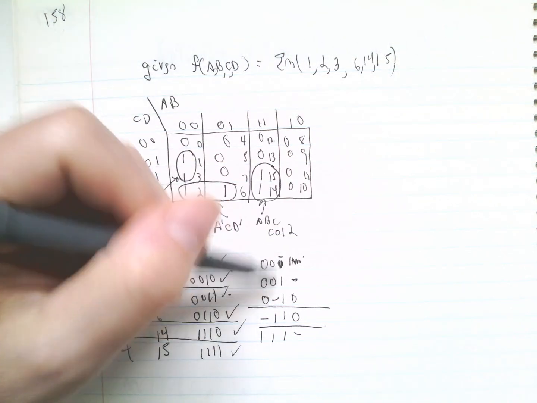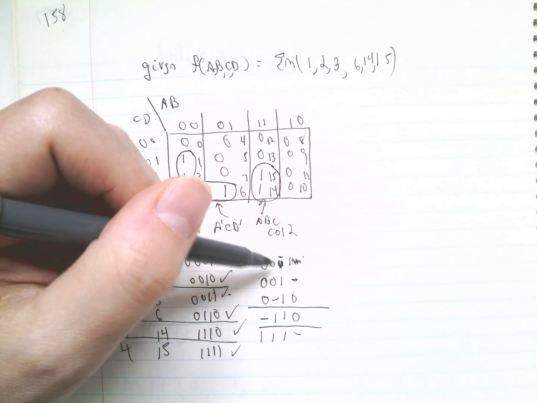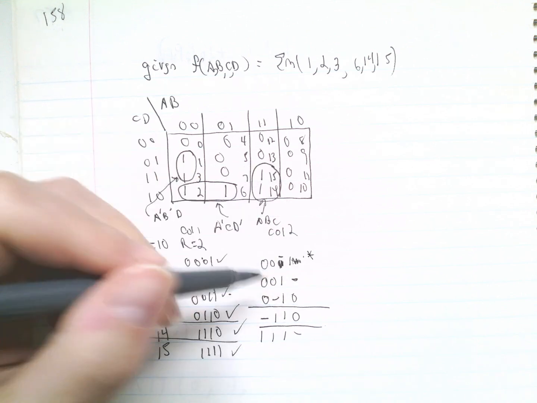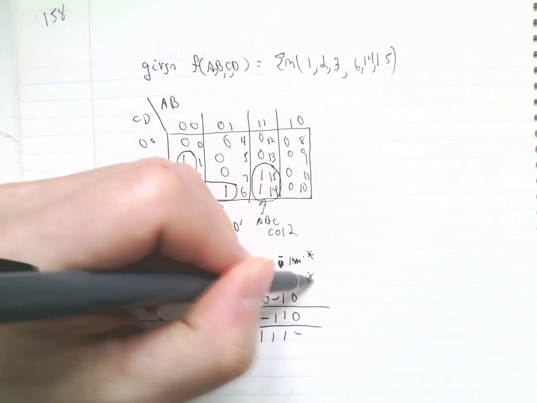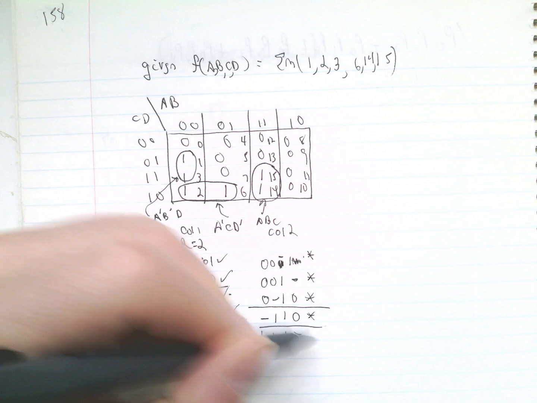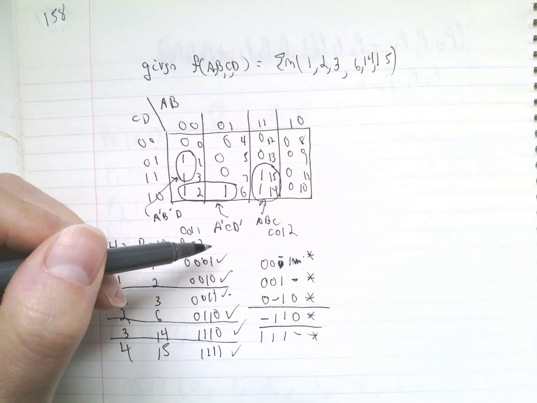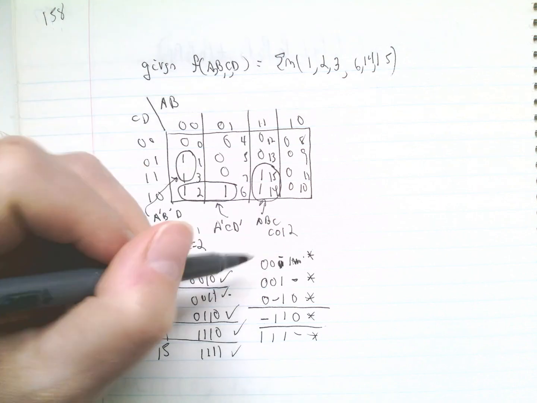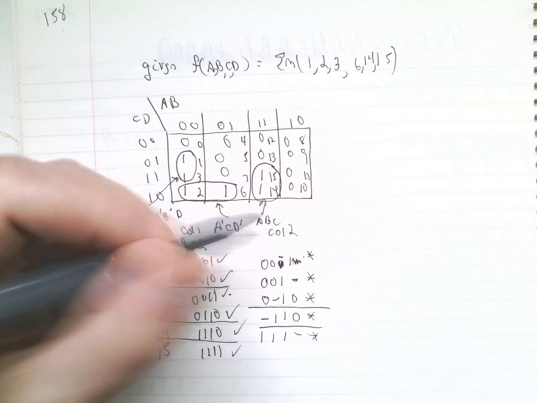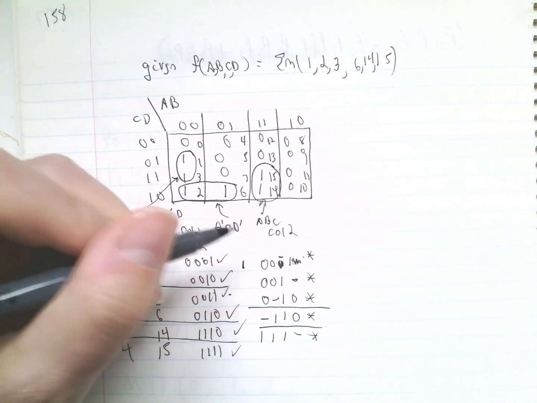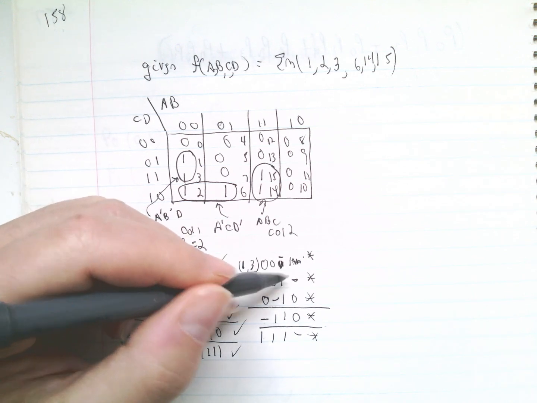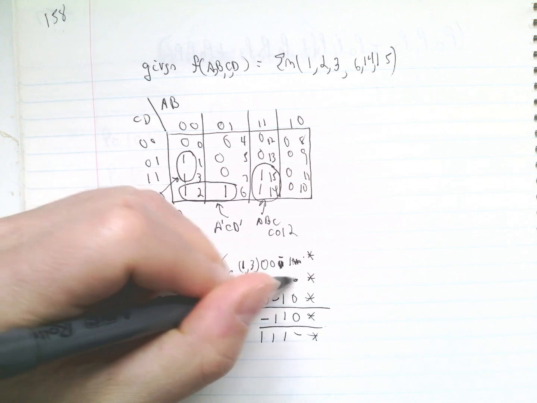I can't combine this any further, so this becomes a prime implicant. Can't combine this any further, prime implicant. Can't combine this any further, prime implicant. That's a prime implicant, and that's a prime implicant. Isn't that interesting? Moreover, we can identify the numbers that are associated with this. 0, 0, 0, 1 would be a 1. 0, 0, 1, 1, that would be a 3. 0, 0, 1, 0, that would be a 2. 0, 0, 1, 1, that would also be a 3. 0, 0, 1, 0, that would be a 2.